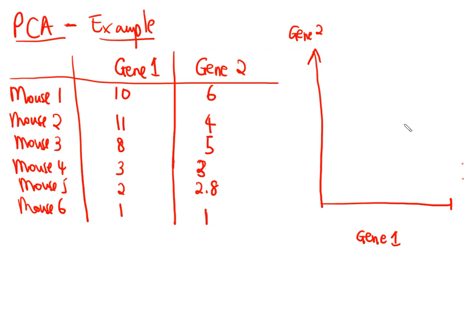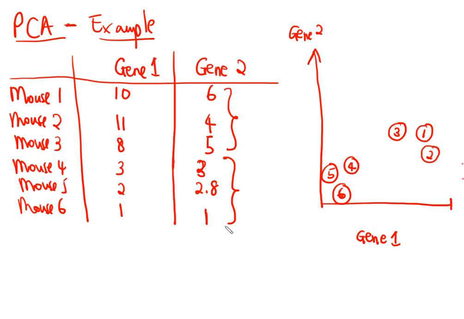What we're going to see when we plot these is mouse number 3 is there, mouse number 1 is there, mouse number 2 is there, and then here we're going to have mouse number 4, mouse number 5, and mouse number 6. Here we can already tell there are 2 clusters. The first 3 have high numbers for both gene expressions, and the last 3 have low numbers for both gene expressions.